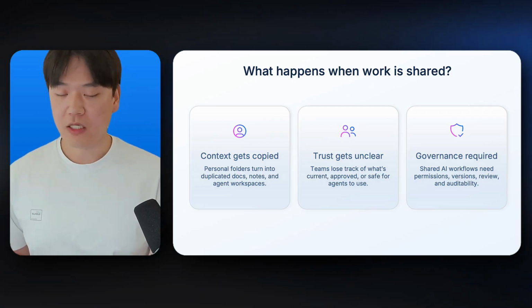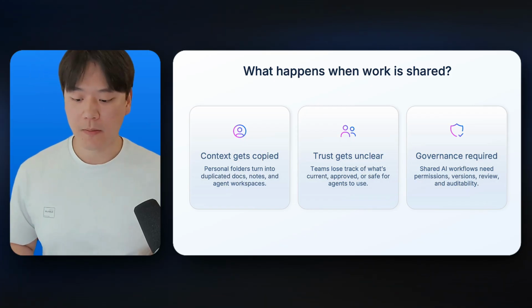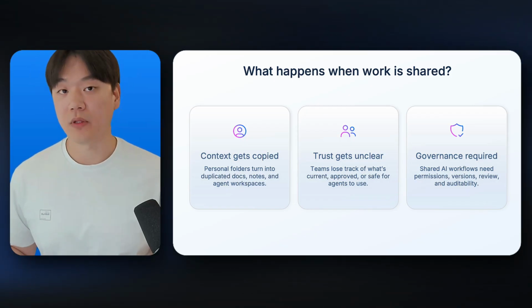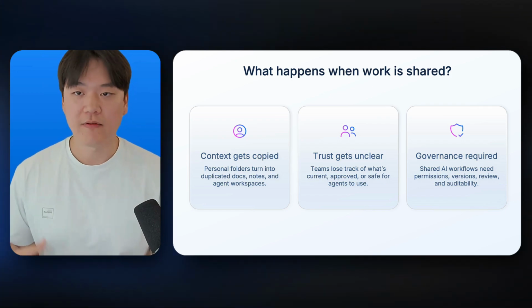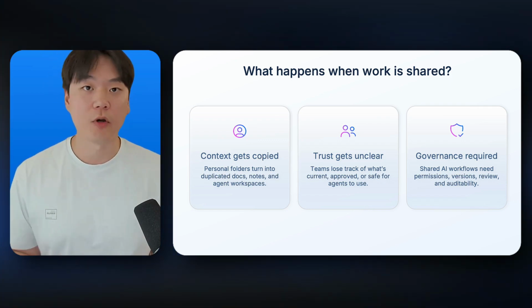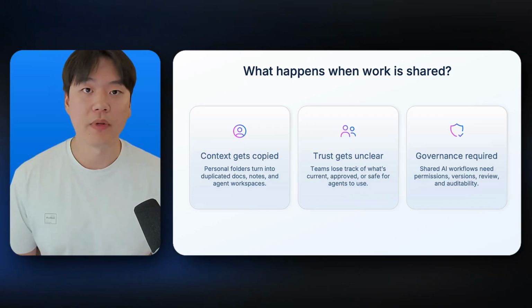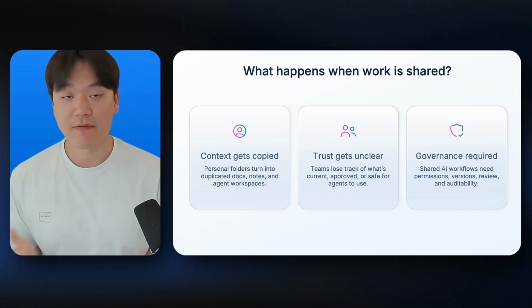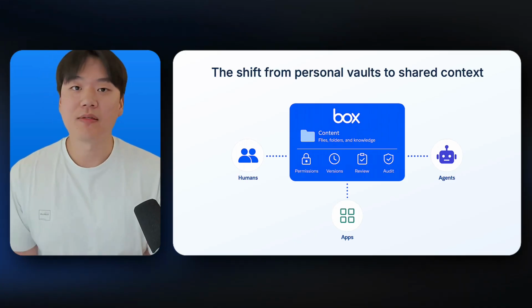You need to make sure that every agent has clear permission boundaries and that they can only see what they're meant to see. And you need to have robust version history so that if an agent does something wrong, you can revert back to the previous version, and have a robust review and auditability capability for that file system platform. So that's what Box is all about.